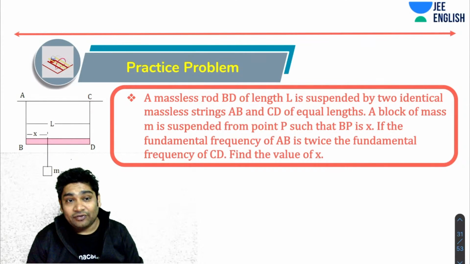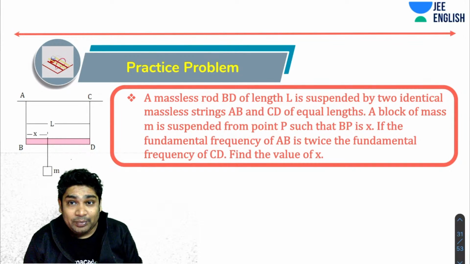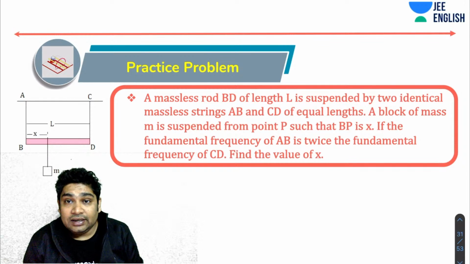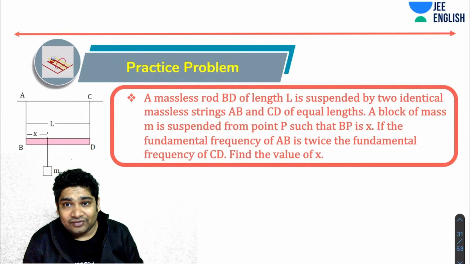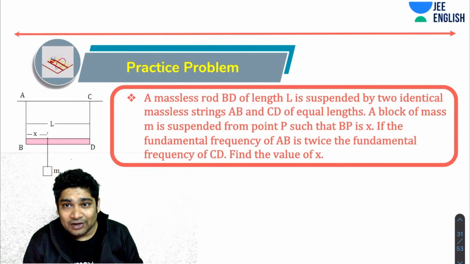A typical numerical from waves. So this tells you a massless rod BD has a length of L and is suspended by two identical massless strings AB and CD of equal lengths. A block of mass M is suspended at a point P such that BP equals X. If the fundamental frequency of AB is twice the fundamental frequency of CD, find the value of X.